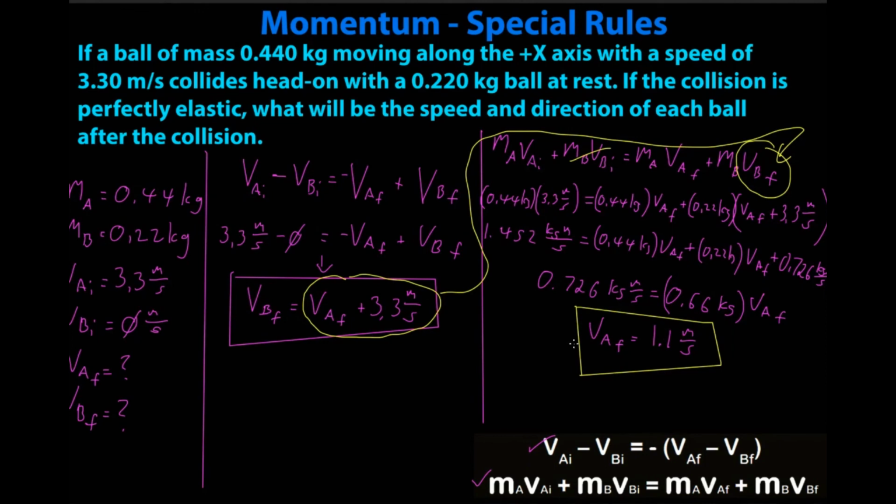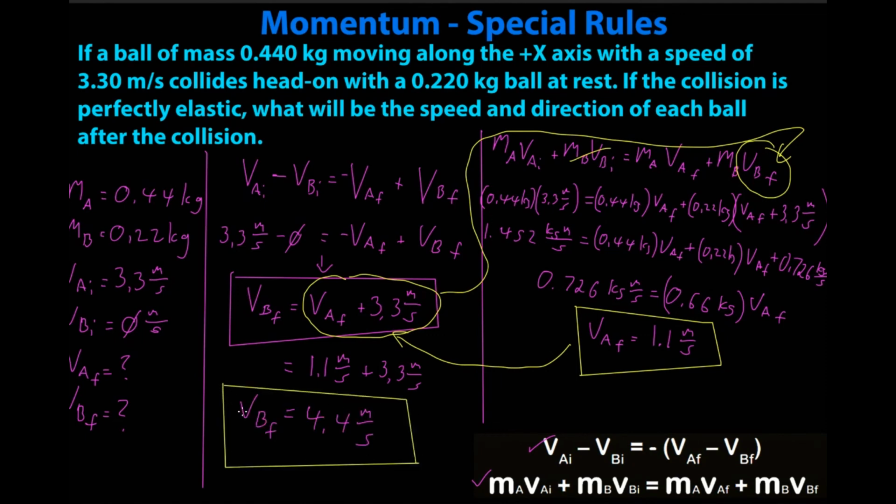Now I just take this, plug it back into here. I get velocity B final is 1.1 meters per second plus 3.3 meters per second. So velocity B final is 4.4 meters per second.